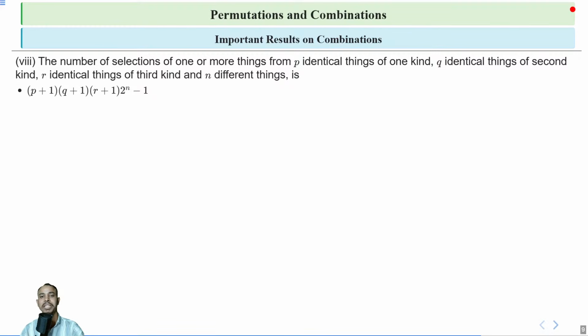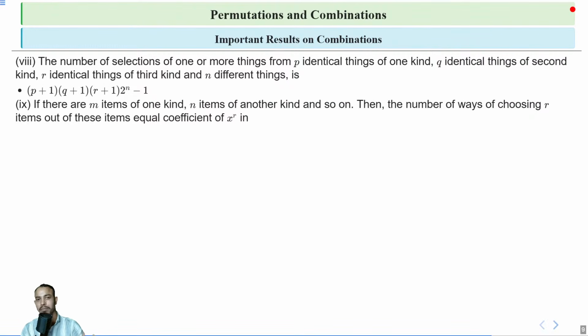So the number of selections of one or more things from p identical things of one kind, q identical things of second kind, r identical things of third kind, and n different things is p plus 1 times q plus 1 times r plus 1 times 2 to the power n minus 1. Clear? This is the final formula. Now see ninth number result.